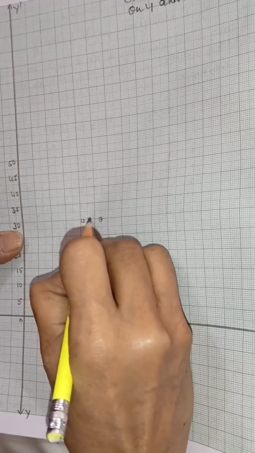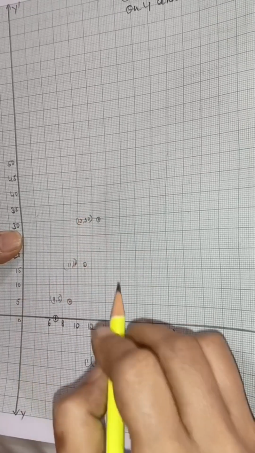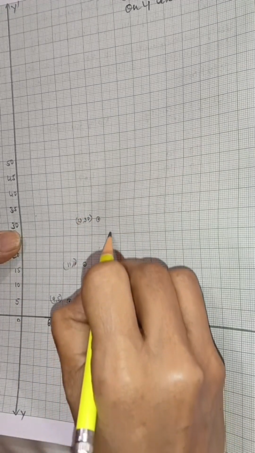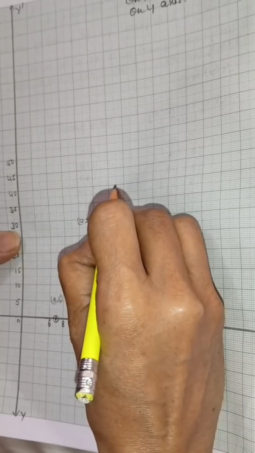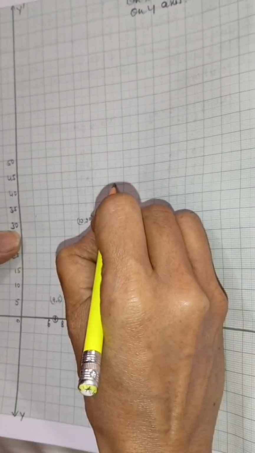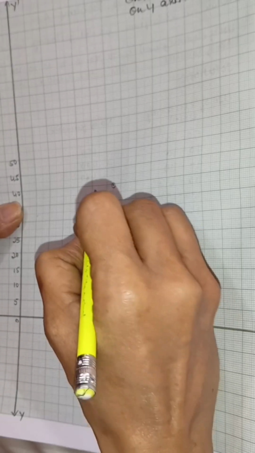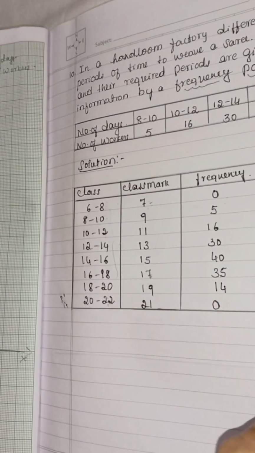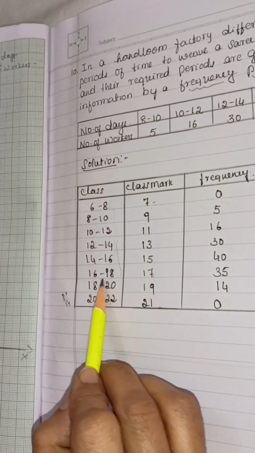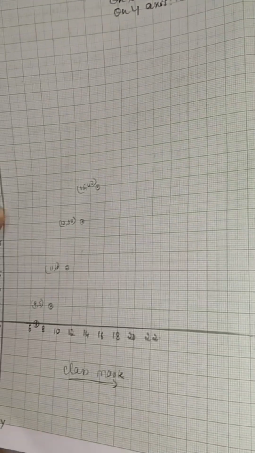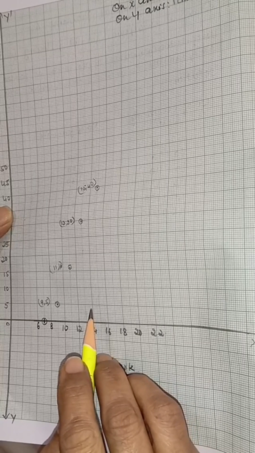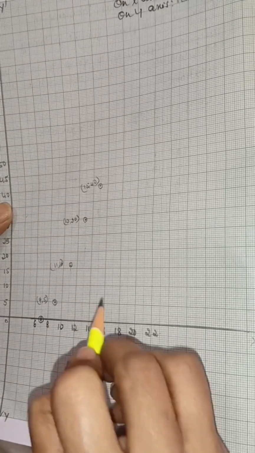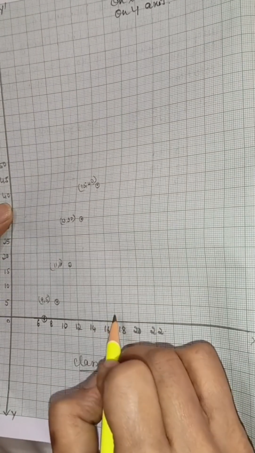Then 15 and 40. See here, 15 and 40. Now, see, it is 17 and 35. Between 16 and 18 comes 17, no? 15 and 40 is over. So 17 and 35: the x-axis is 17 and the y-axis is 35.